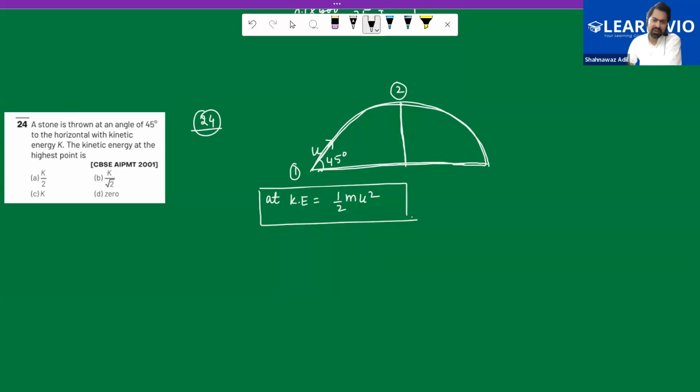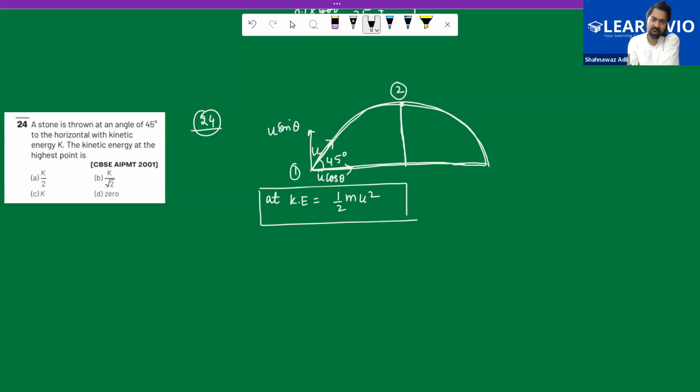Now we know that this is a projectile motion, so it has two kinds of velocity. One is horizontal, that is u cos theta, and the other is vertical, that is u sine theta. And at this point, what velocity becomes zero? Can you tell me? I'm asking, at this point, what velocity becomes zero?